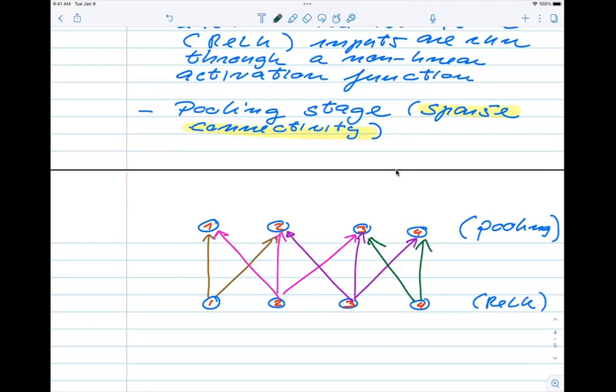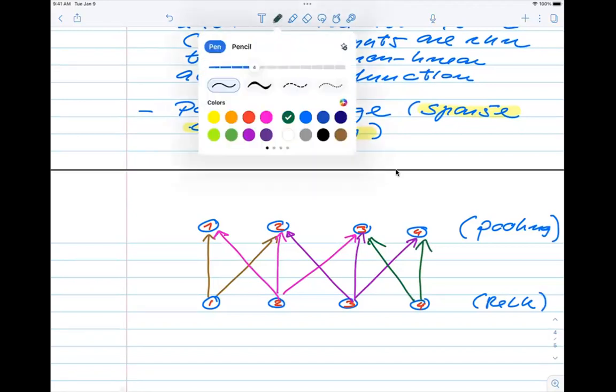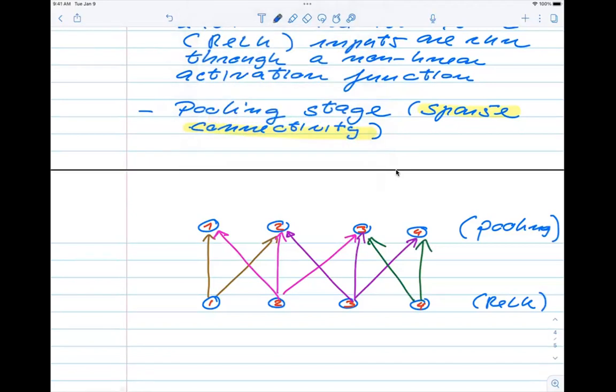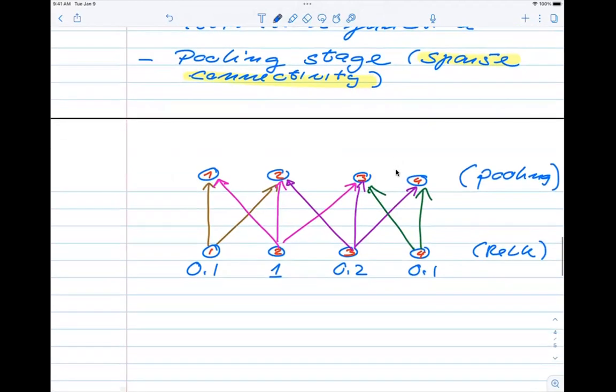So suppose now that we assign some values from the ReLU layer. This node 1 produces a value of 1, this produces a value of 0.2, and this produces a value of 0.1. One thing which is done in order to produce the next values, when you look at the nodes which are connected, is a standard technique which is called max pooling.